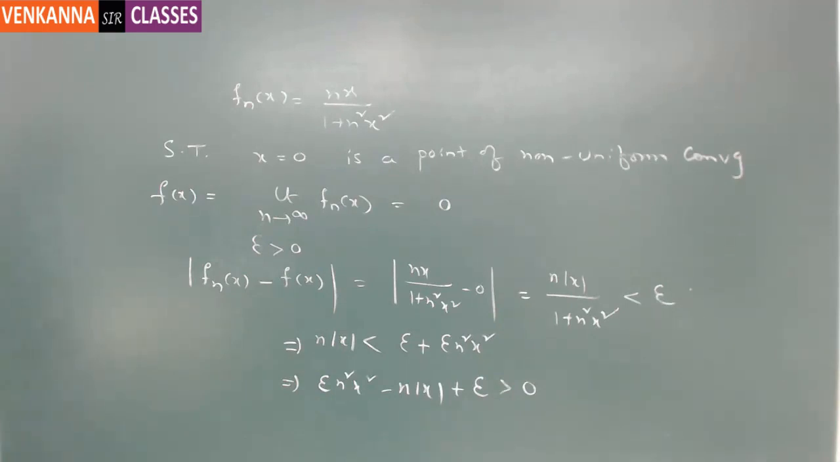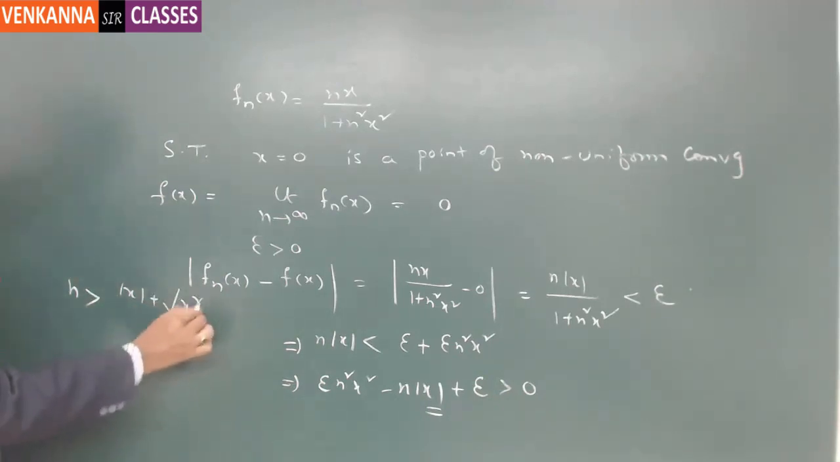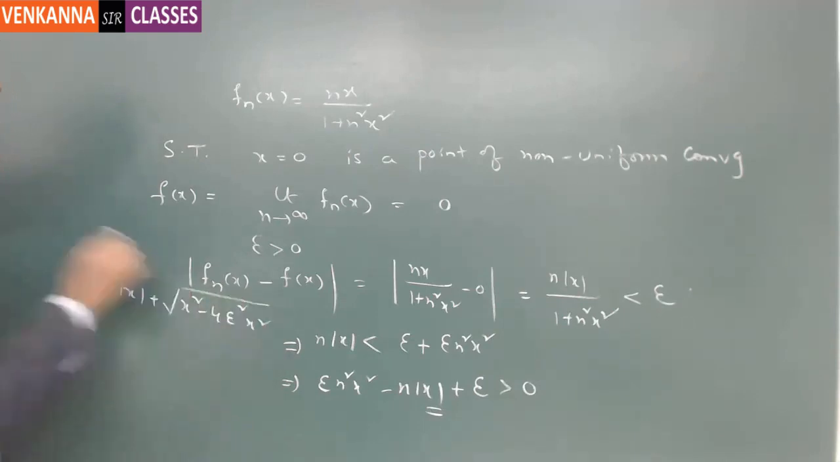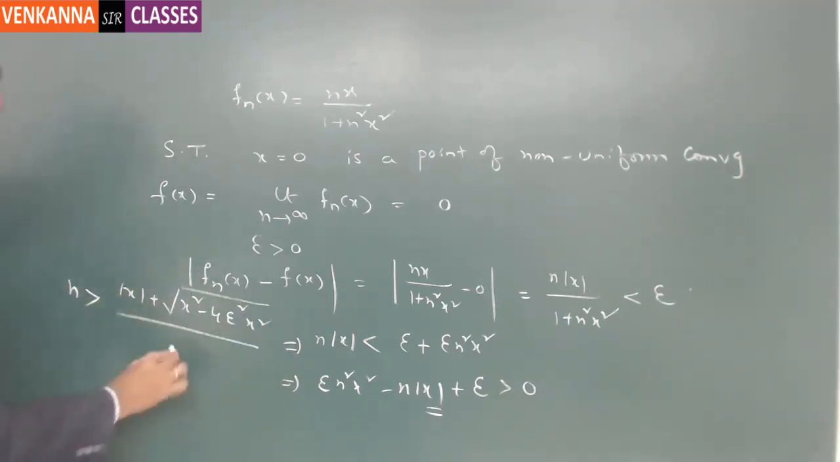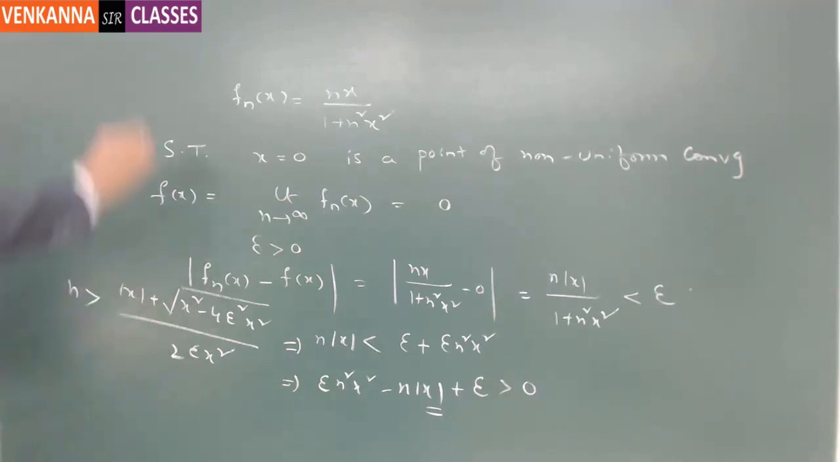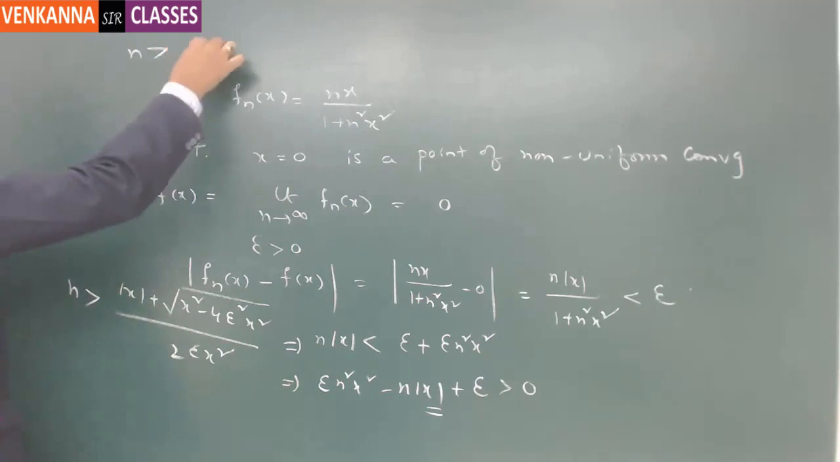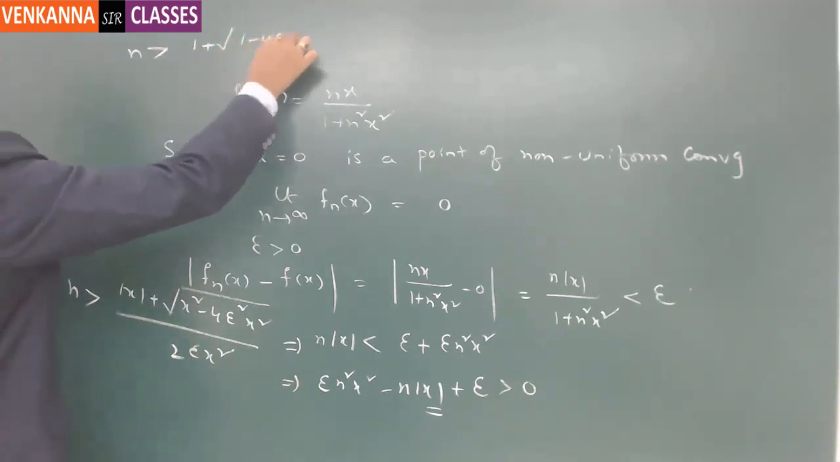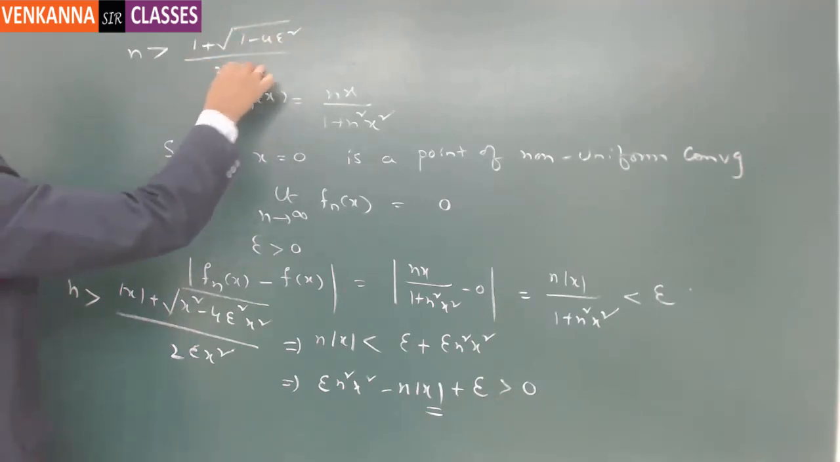So assuming that, you can say the value of n must be greater than minus b, that is |x|, plus the square root of b² minus 4ac, that is x² minus 4 epsilon² x², by 2a, that is 2 epsilon x². So you can cancel x by taking x² common inside. From this you can say that n must be greater than (1 plus root of 1 minus 4 epsilon²) by 2 epsilon |x|.